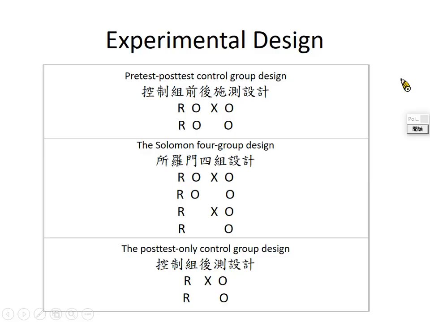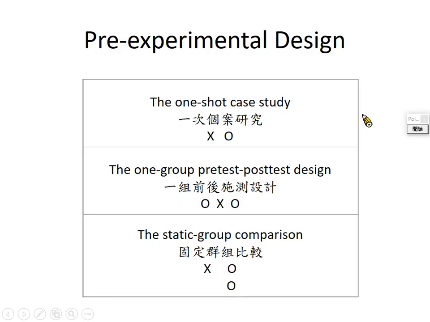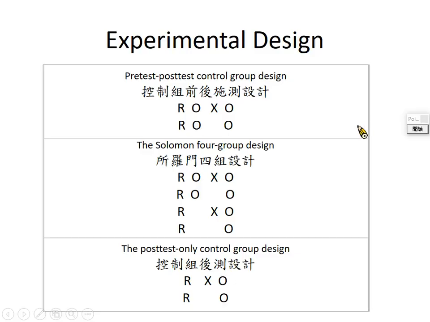So we know R is for randomization, O is for observation, X is treatment. Each row represents one specific group, right? The group with X in it is a treatment group, it's an experimental group. And the group without treatment is the control group. So we have 3 different designs: a pre-experimental design, quasi-experimental design, and experimental design.